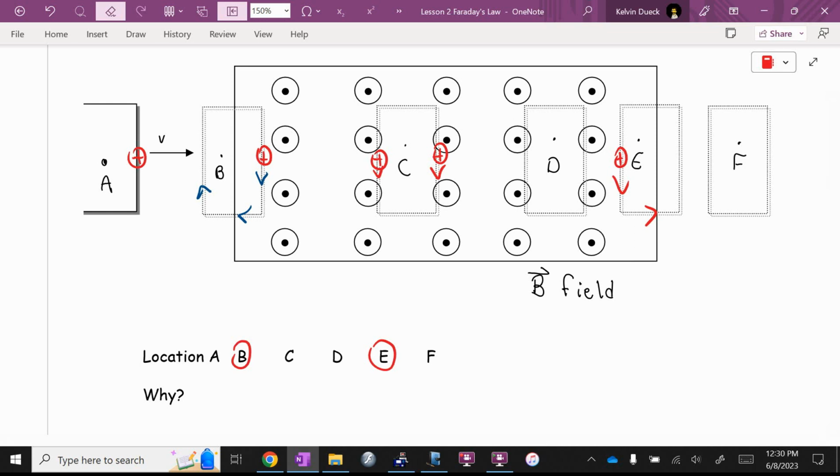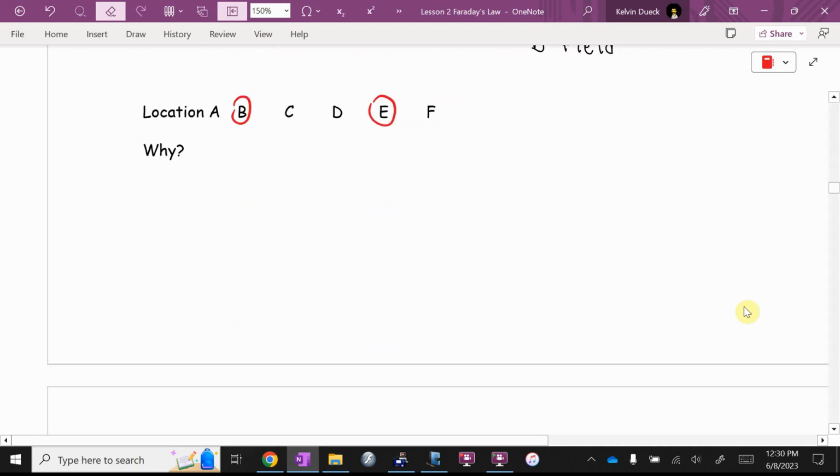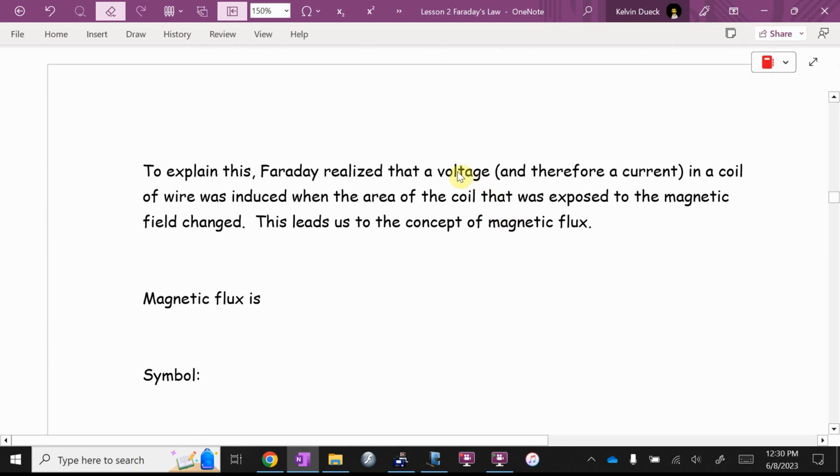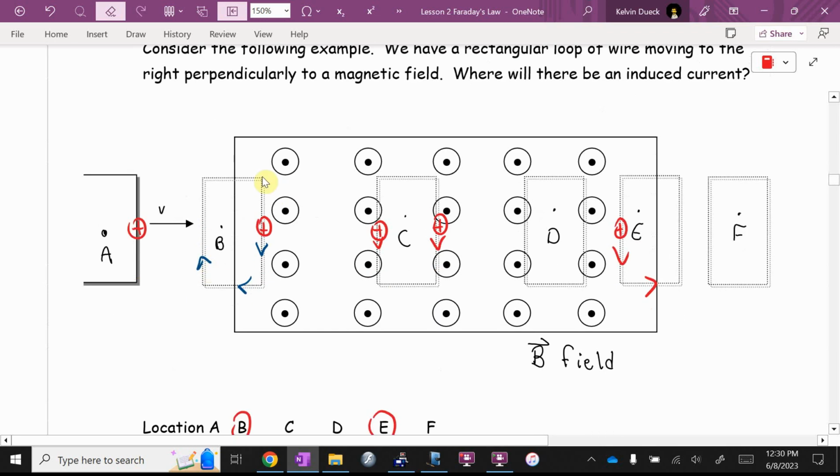This is where Faraday had his aha! Well, this is where he had his realization. To explain this, he realized that a voltage, and therefore a current, in a coil was induced when the area of the coil that was exposed to the magnetic field changed. He said, the reason we're getting a voltage here is because none of the area is exposed. Here, all of the area is exposed. Right here, the amount of area that's being exposed is changing. That's when you're going to get an induced voltage and therefore an induced current.